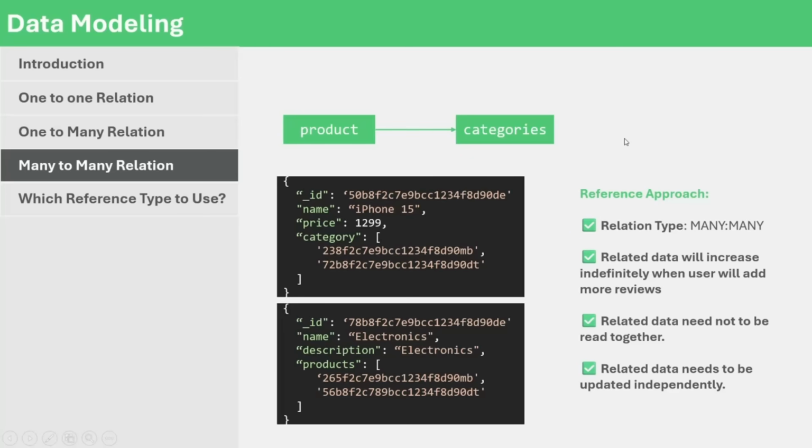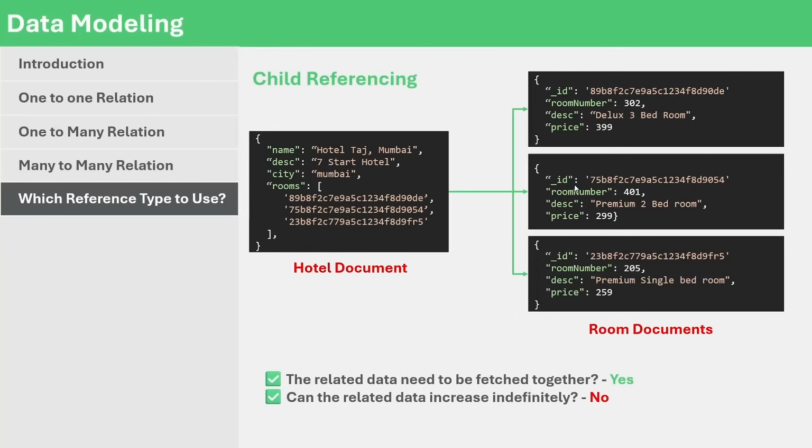Now the question is, when we are using reference approach, which reference approach we should use? So for example, let's say I have hotel collection and I have room collection. In the hotel collection, I'm storing all the hotel documents, and in the room collection, I'm storing all the room documents. And each hotel will have multiple rooms, but one room will always belong to a single hotel. So between the hotel entity and the room entity, we have one-to-many relationship. And when we have one-to-many relationship, mostly we go with reference approach. And that's what I'm doing here.